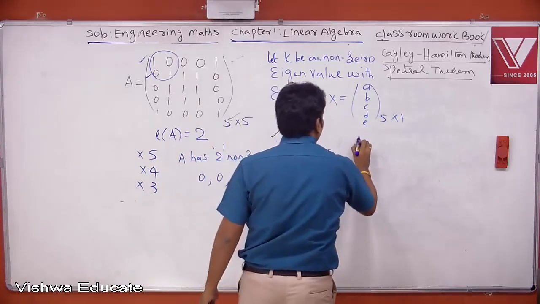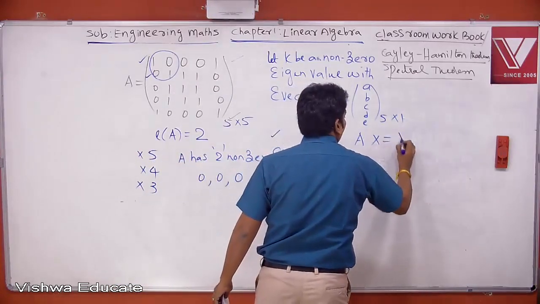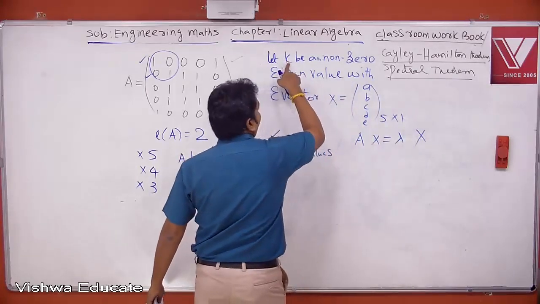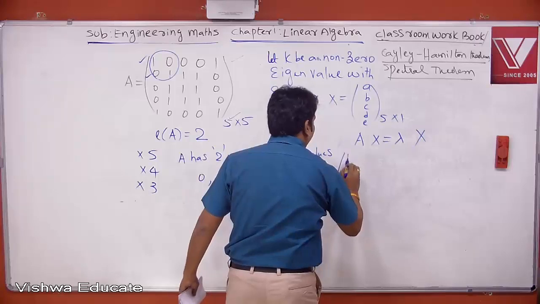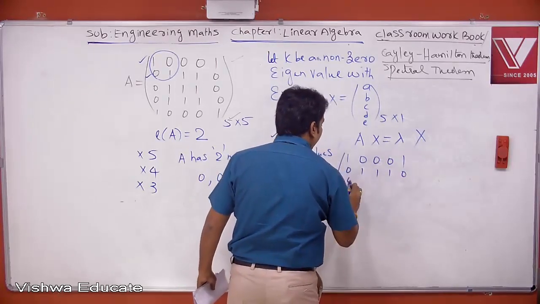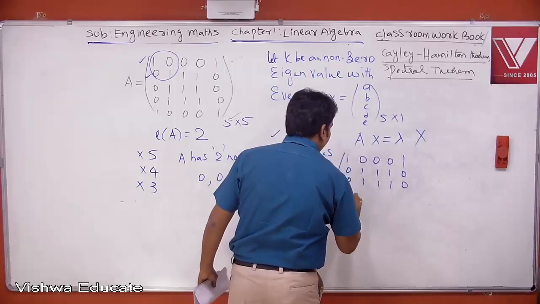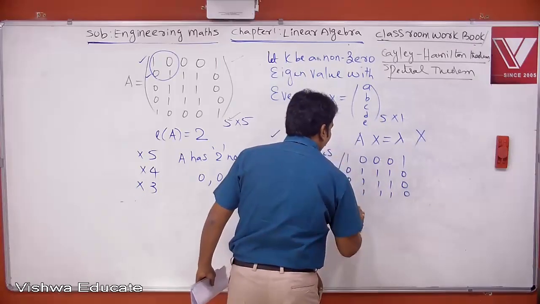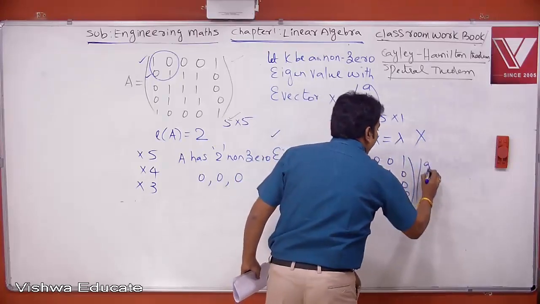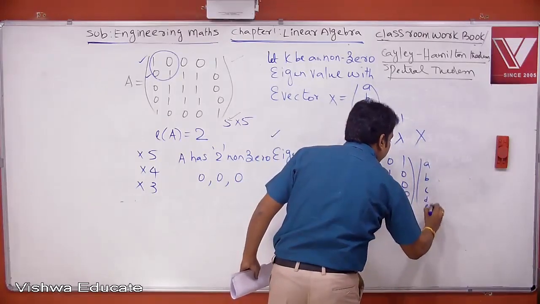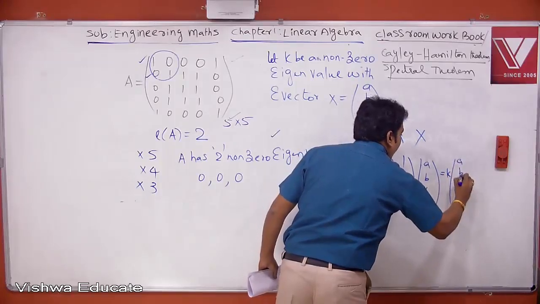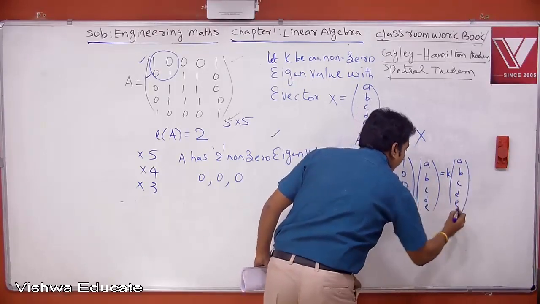Now, let us apply the definition of eigenvector: A x equal to lambda x. A is the original matrix, and lambda is this value k. Therefore, this is 1 0 0 0 1, 0 1 1 1 0, 0 1 1 1 0, 0 1 1 1 0, 1 0 0 0 1, times x, which is a, b, c, d, e, equal to k times a, b, c, d, e.